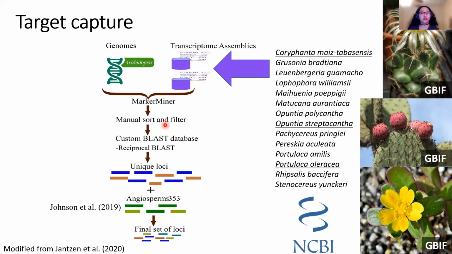This is because these loci needed to be hand trimmed to be able to adapt or fit the sequencing technologies that we currently have. The next step consisted in a BLAST process to make sure that we didn't include repeated sequences for the Angiosperms353 in the MarkerMiner set, and also that we didn't include chloroplast and mitochondrial genes. With that, we have unique single copy loci from MarkerMiner that we combine with the Angiosperms353 set to have a final set.